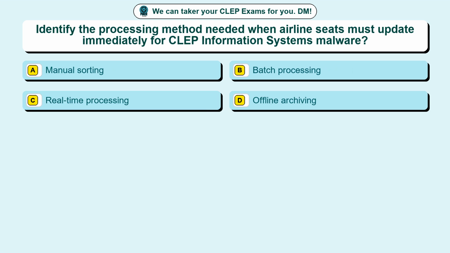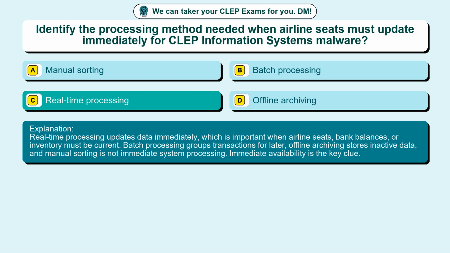Question 21. Identify the processing method needed when airline seats must update immediately for CLEP Information Systems malware. Option A. Manual sorting. Option B. Batch processing. Option C. Real-time processing. Option D. Offline archiving. The correct answer is option C. Real-time processing. Real-time processing updates data immediately, which is important when airline seats, bank balances, or inventory must be current. Batch processing groups transactions for later, offline archiving stores inactive data, and manual sorting is not immediate system processing. Immediate availability is the key clue.